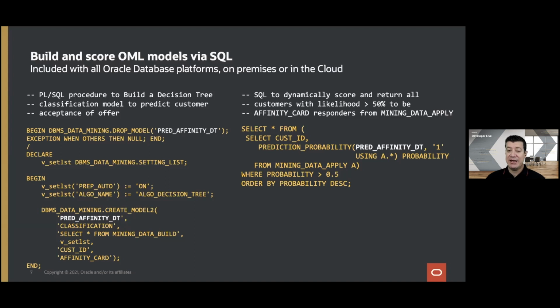On the right, I have now the deployment of that model in SQL. So in SQL, I can dynamically score data that is coming in using that model. So now in a select statement in SQL, I can use the prediction_probability. And then I can call that same model by the name. And then I can say, I want to use all of the input data from my new table called mining_data_apply. And I want to check which customers have more than 50% probability, right, of accepting that offer. So that's a very simple example, and it's using plain SQL.